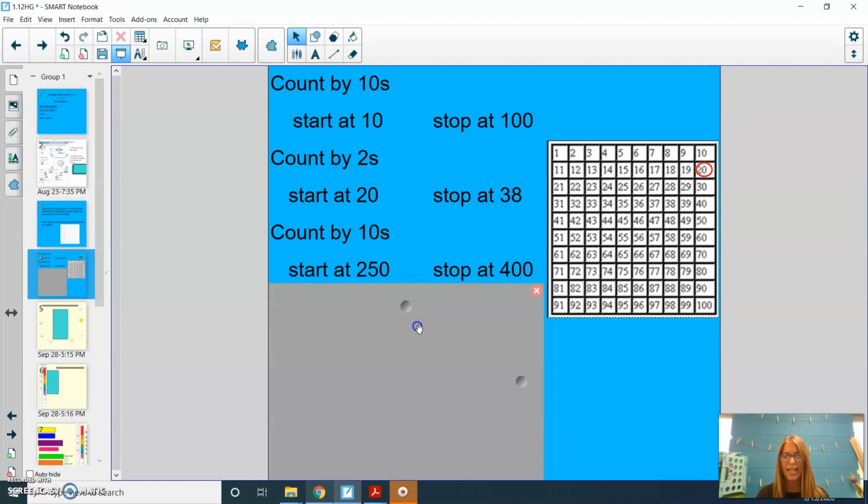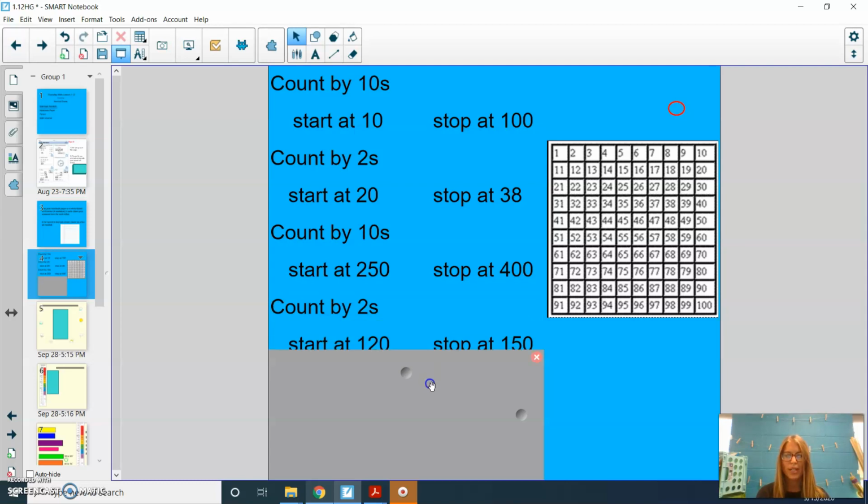This time we're going to count by tens, but we're going to start at the number 250 and we're going to go all the way up to 400. So for this one, I'm not going to be able to mark it on my grid. So we'll just practice using just our brain. All right, here we go. 250, 260, 270, 280, 290, 300, 310, 320, 330, 340, 350, 360, 370, 380, 390, 400.